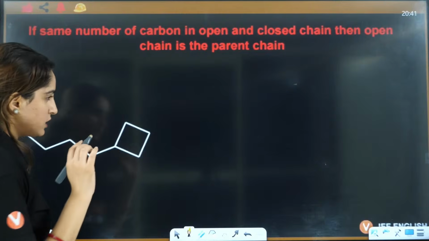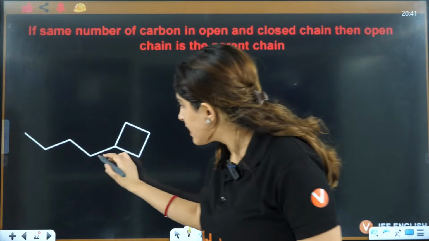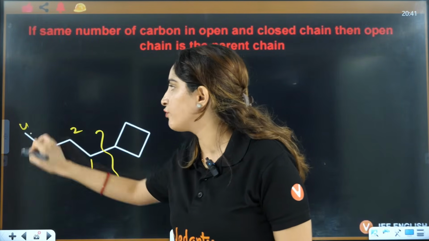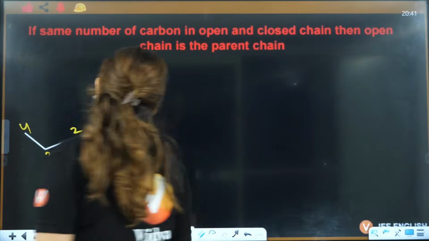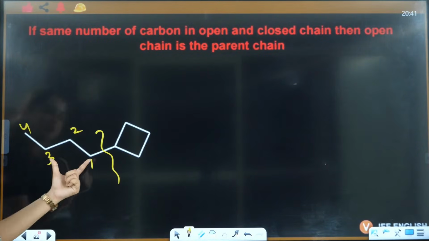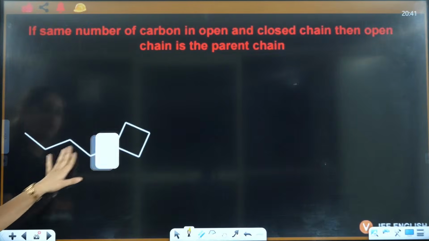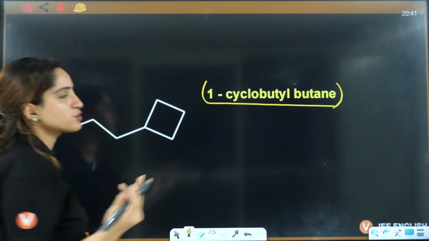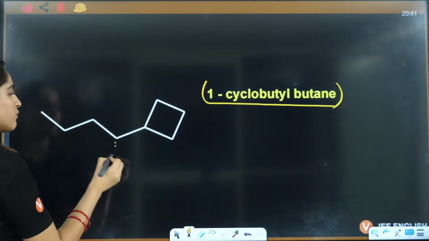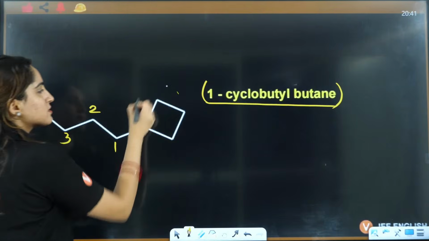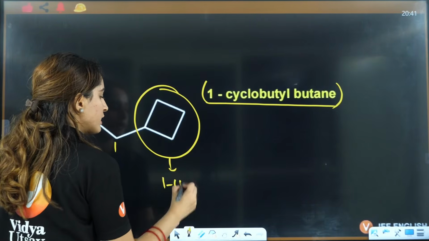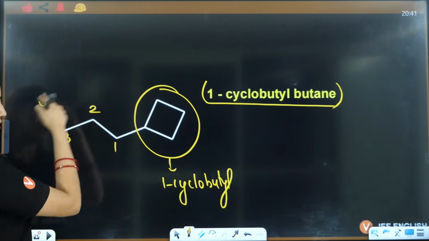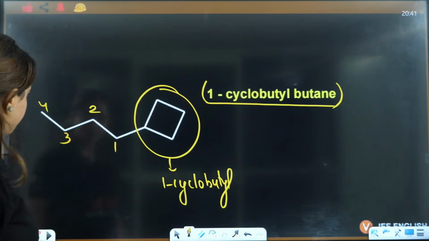So now, how should I draw it? I'll draw it like this, okay? So this will be 1, 2, 3 and 4, right? And what is the name here? 1 cyclobutyl butane, right? So the answer will be 1 cyclobutyl butane. Because it will be 1, 2, 3, 4, this is the substituent that will be named 1 cyclobutyl, right? This is on the first position, so it is 1, and this is called butane, right?